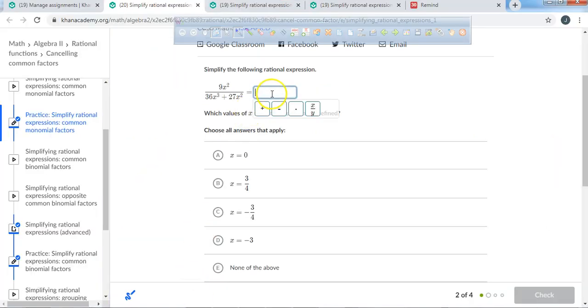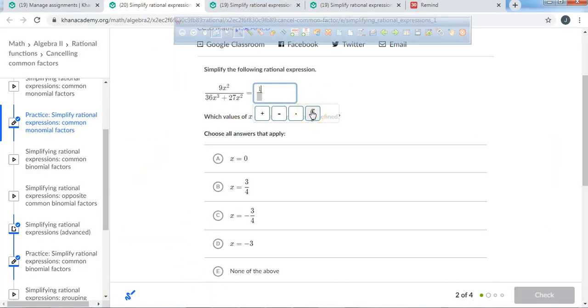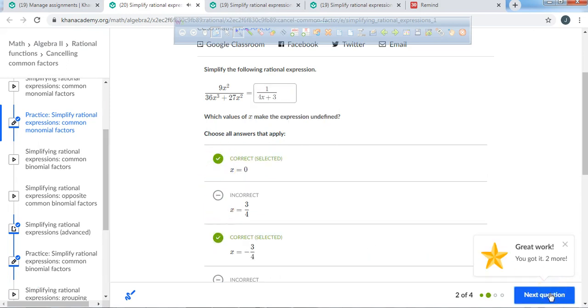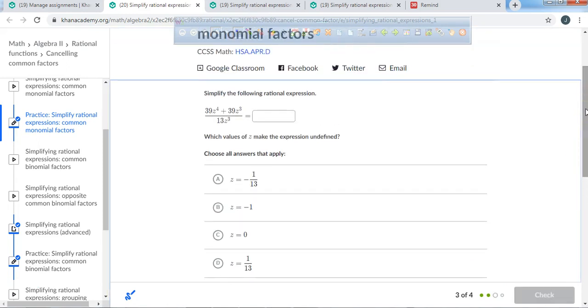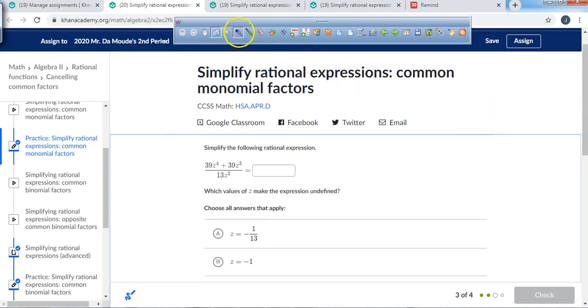So right here, I go fraction bar, type in 1 over 4x plus 3. Then I'm going to make sure I put in x equals 0 and x equals negative 3/4 and hit check. Let's do one more problem and we'll call it a day for this particular video. I realize this one takes a little bit more time to watch and try to understand, so just do the best you can to follow along.